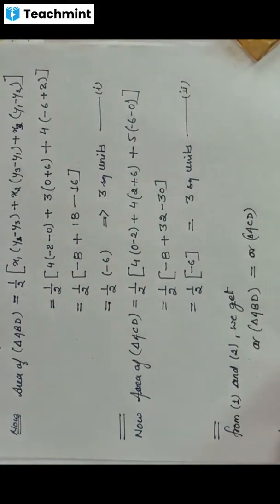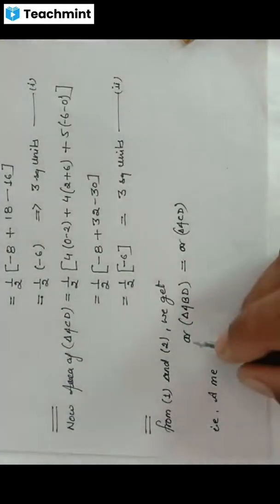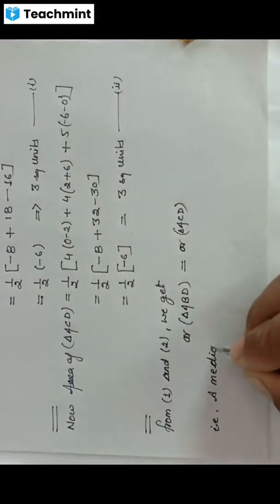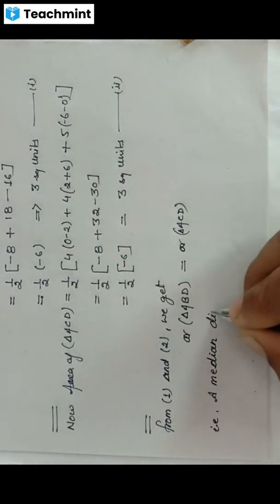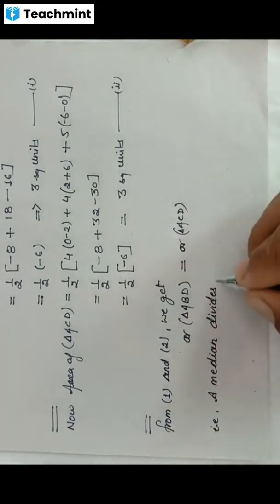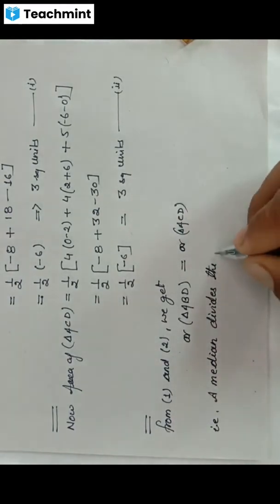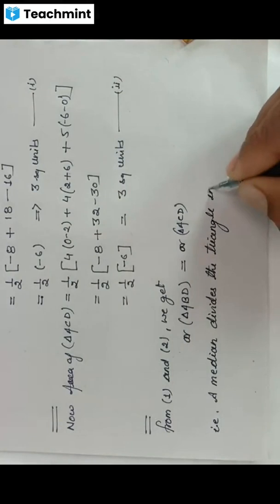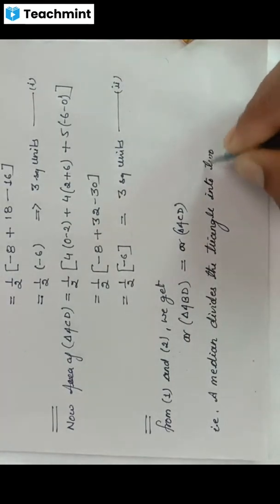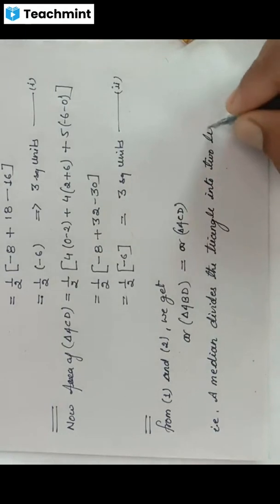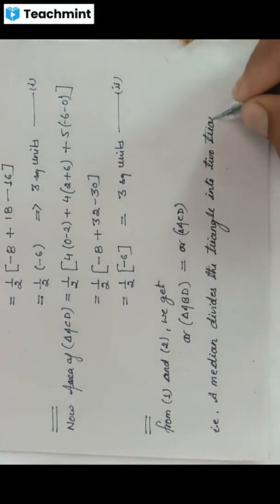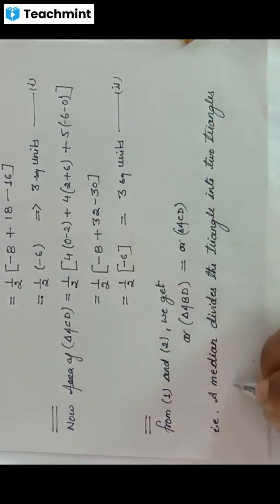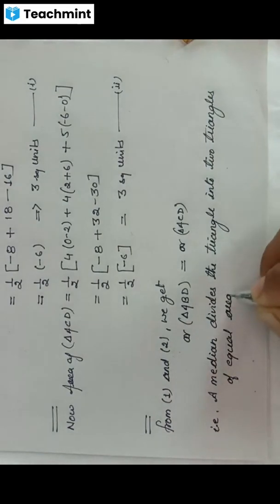That means you can write: a median divides the triangle into two triangles of equal area.